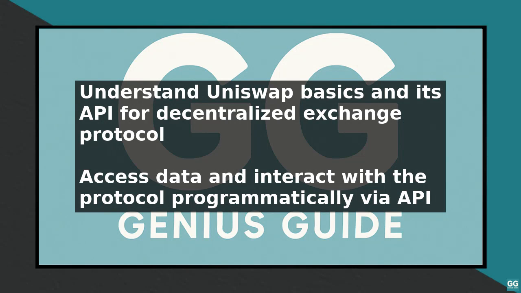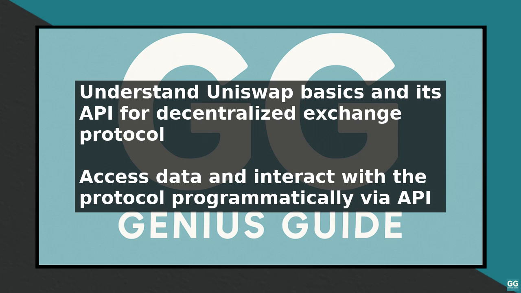To query Uniswap v2 via API, start by understanding the basics of Uniswap and its API. Uniswap is a decentralized exchange protocol that allows users to swap tokens on the Ethereum blockchain. The Uniswap API provides a way to access data and interact with the protocol programmatically.